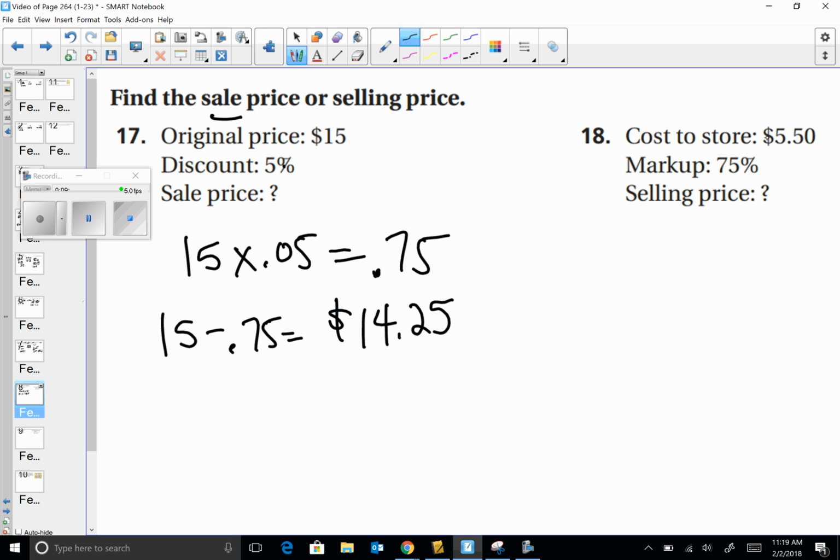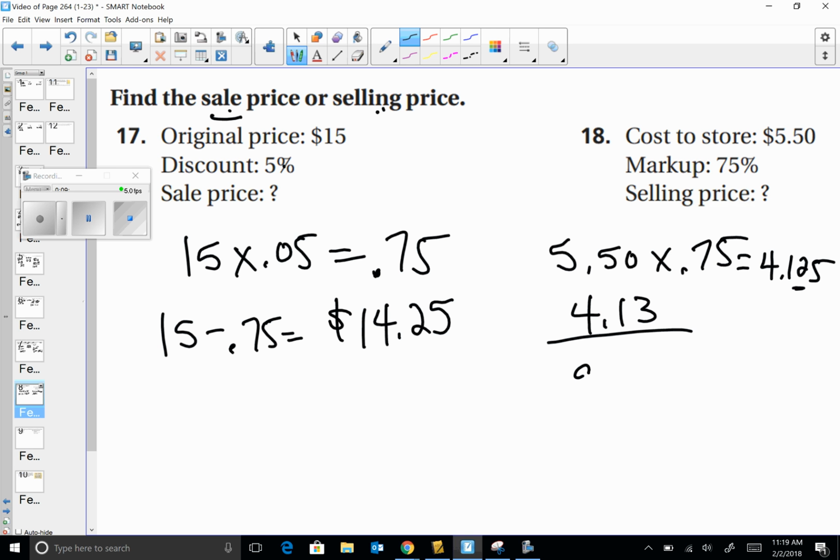Okay, the next one is a markup. So when we mark it up, I guess they're saying selling price, we're going to use a markup for that one. So that's kind of the difference between these two. We're going to take that 550 and mark it up 75%. So let's multiply 550 times 0.75 and we get 4.125. When I change that to the nearest penny, it's $4.13. So we're going to then add that $4.13 to the store cost, and we get a total of $9.63, which is going to be the selling price for that item.